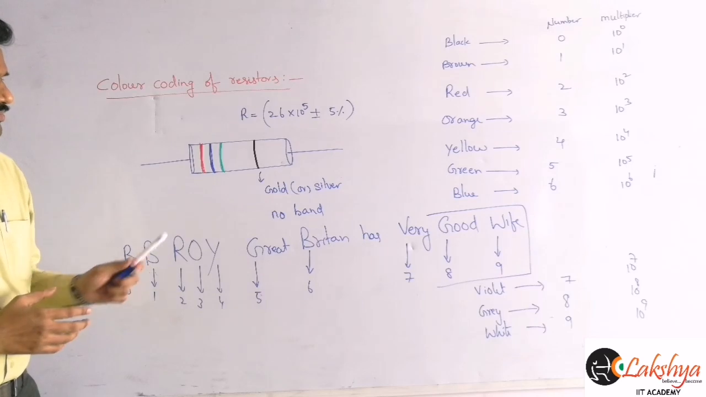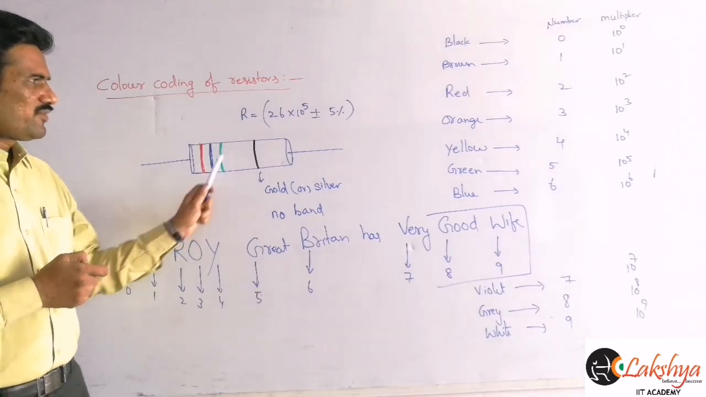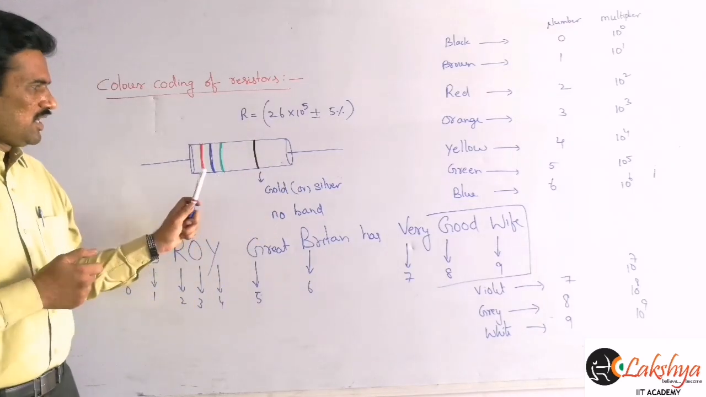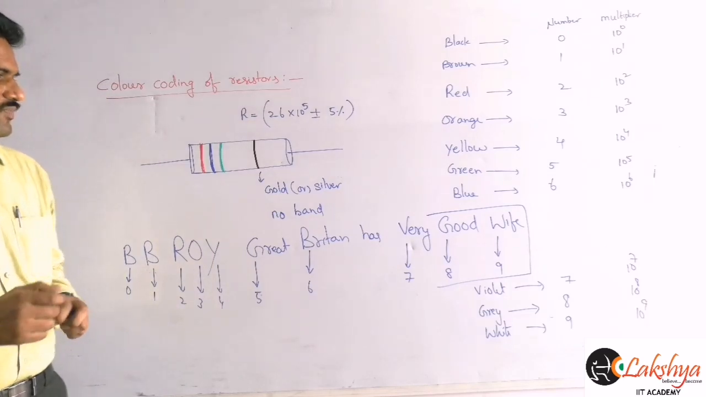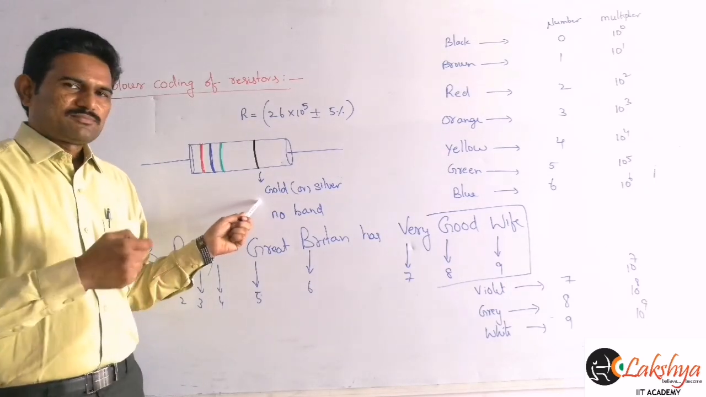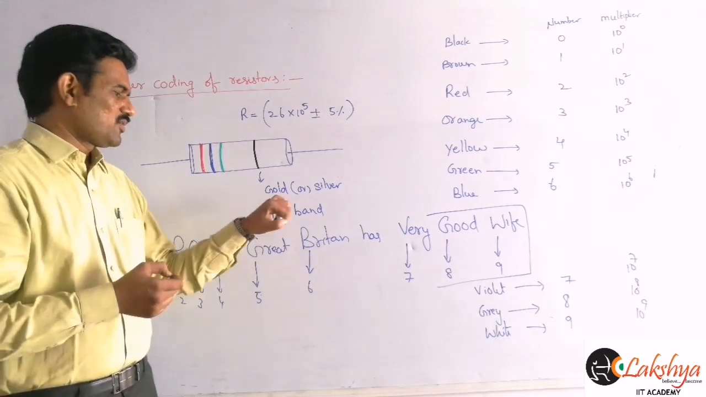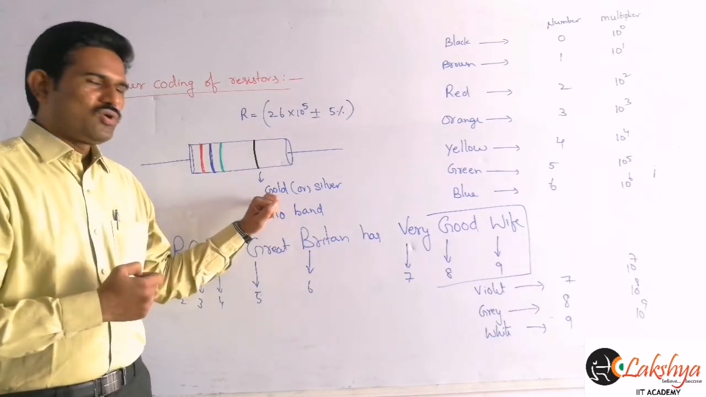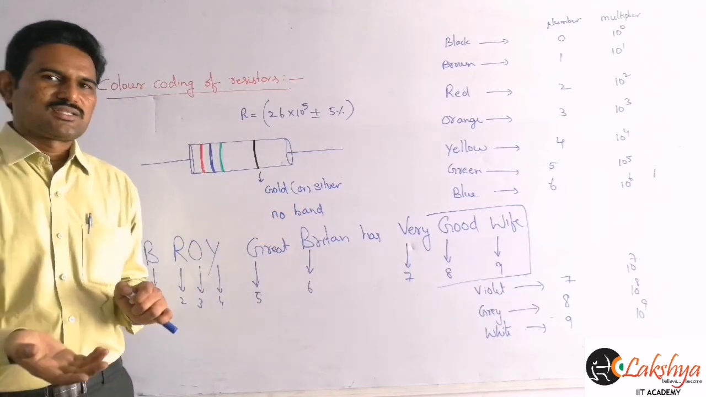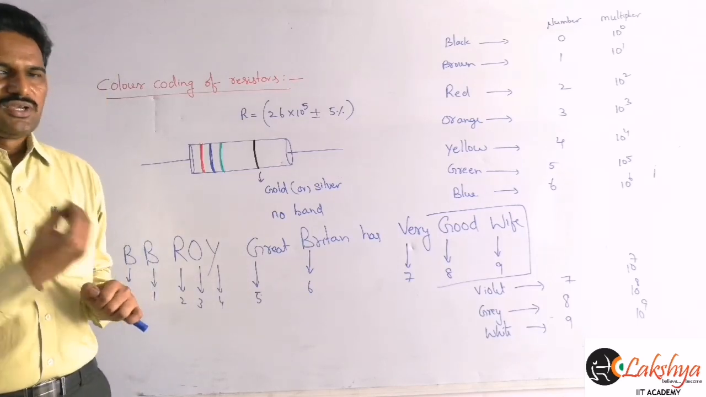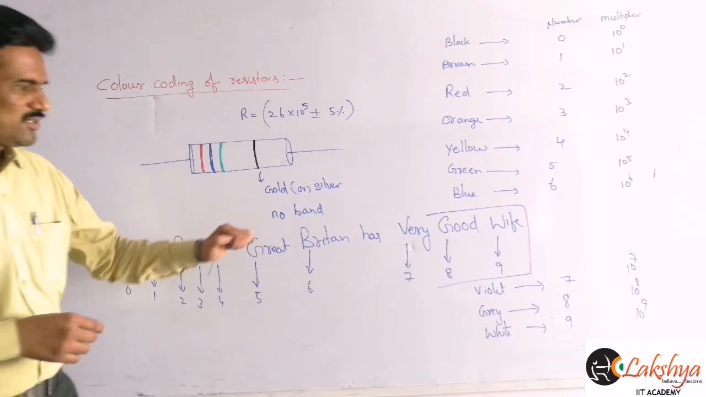So remember again, the first color will represent the first significant figure, the second one will represent the second significant figure, the third one will represent the 10 power value, the multiplier value, and the fourth one will represent the tolerance. Generally the fourth band will be either gold or silver, or sometimes the fourth band won't be there. If no band is there, then we consider it as 20%. So the tolerance percentages are 5, 10 and 20%.